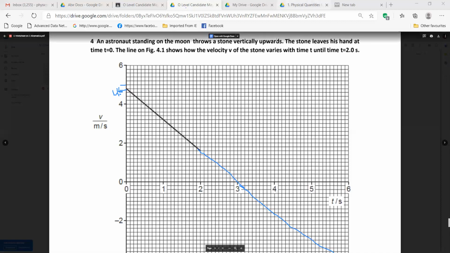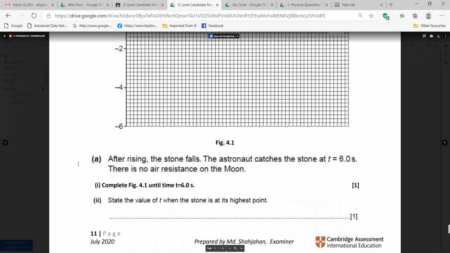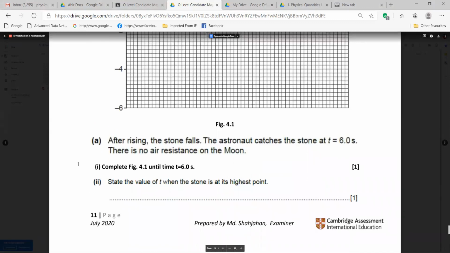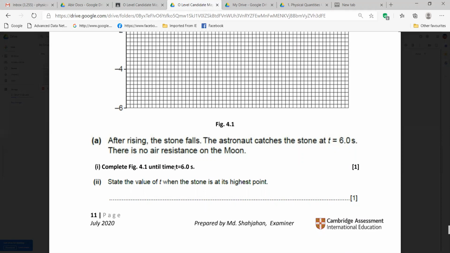Is it clear? Yes, sir. You can correct it, right? Now let's see the next part. You are very close to the end, right? Now we completed this diagram, figure 4.1, from time t equals 0 to t equals 6 seconds. We did it, right?